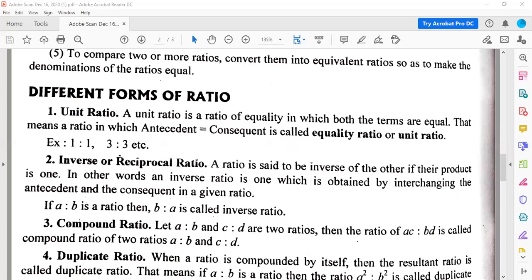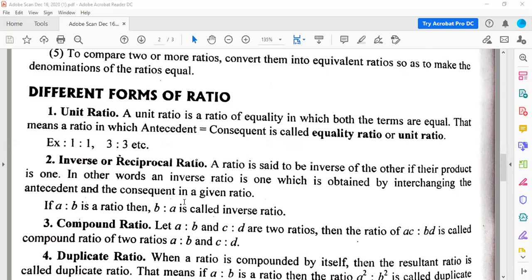Very good morning. Okay, so we will understand what are the different forms of ratios. Yesterday we learned unit ratio. Unit ratio is when the antecedent is equal to the consequent. Here in the unit ratio, you will have both A and A is to B. Whatever we take, it will be the same. So that is known as unit ratio.